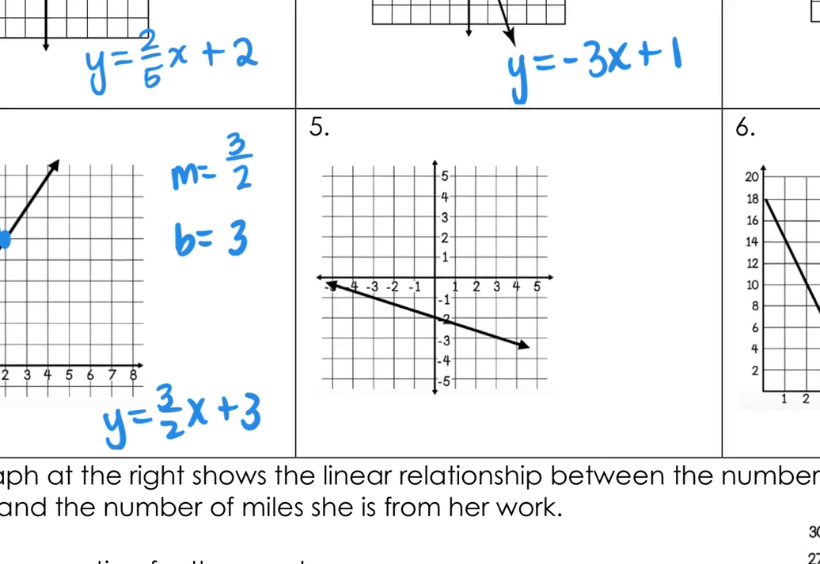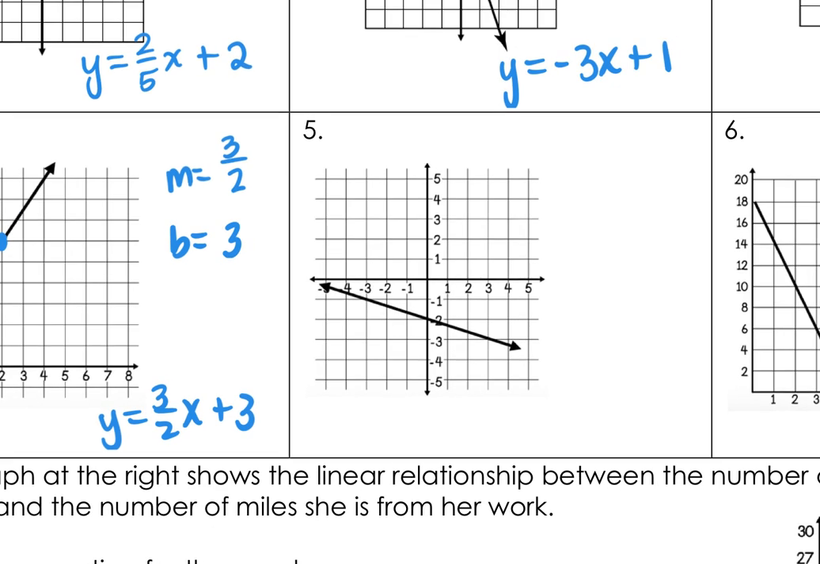Number 5. Again, looking at that y-axis, where does the line intersect the y-axis? It intersects the y-axis down at negative 2. This line is decreasing, so I like to work down the line to see where it goes through the next intersection. And I think it's right there at 3, negative 3.